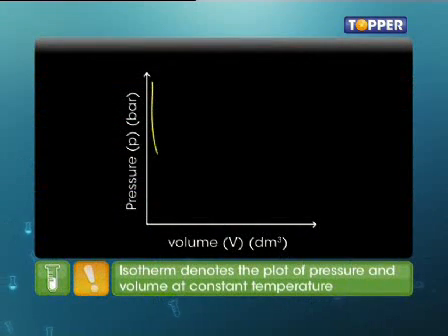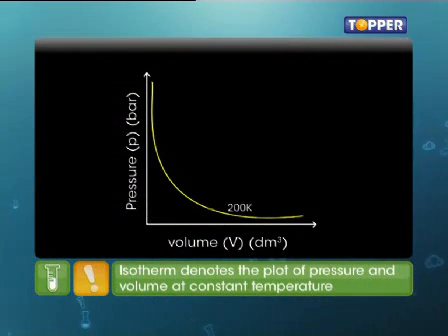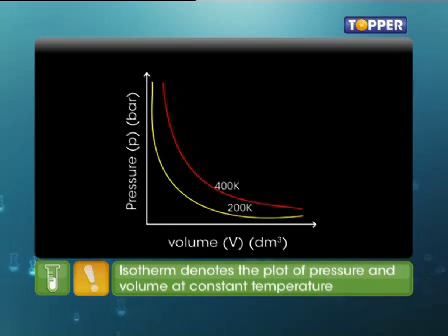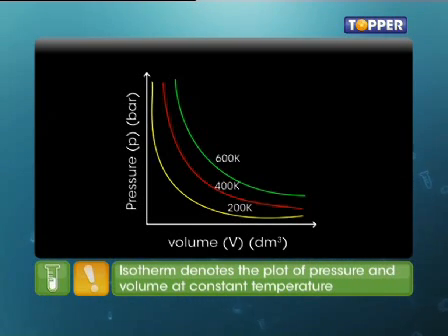All pressure volume observations are made while the temperature is kept constant. This plot is known as an isotherm. Iso means same and therm relates to temperature. Hence, isotherm denotes the plot at a constant temperature.